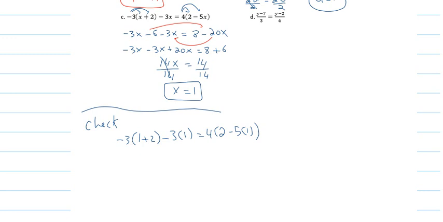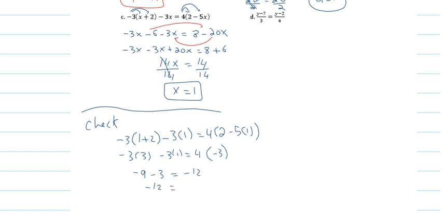Okay? BEDMAS tells me I have to do the inside of the brackets first. So 1 plus 2 is 3. Inside the bracket here, I have 5 times 1, which is 5. 2 minus 5 is negative 3. Now I can do my multiplication. So negative 3 times 3, that's negative 9. And negative 3 times 1, that's negative 3. And then 4 times negative 3, that's negative 12. If you do negative 9 minus 3, that's negative 12, equals negative 12.